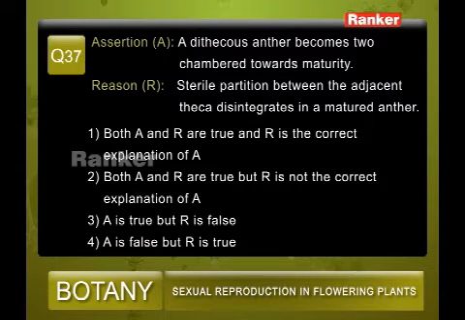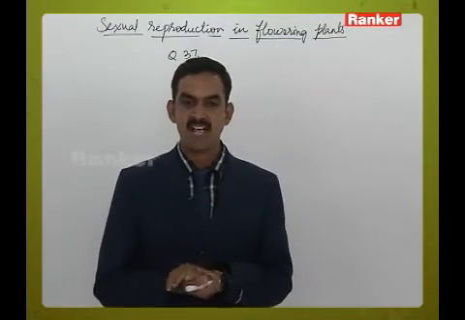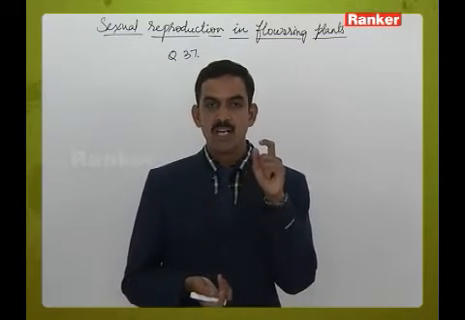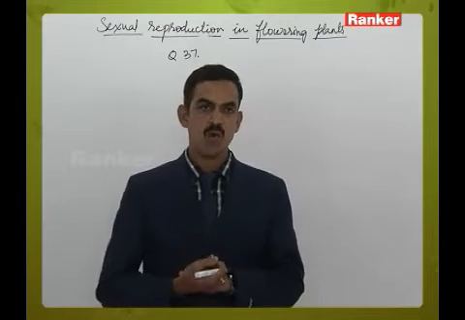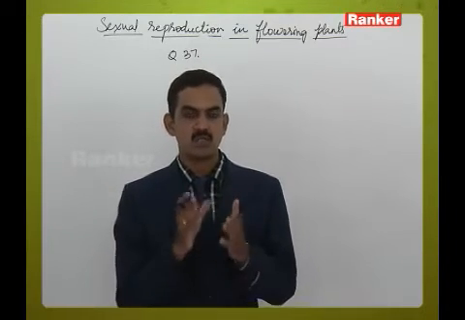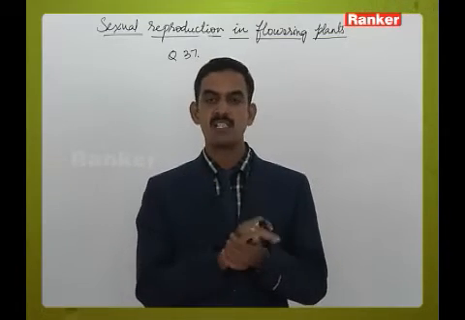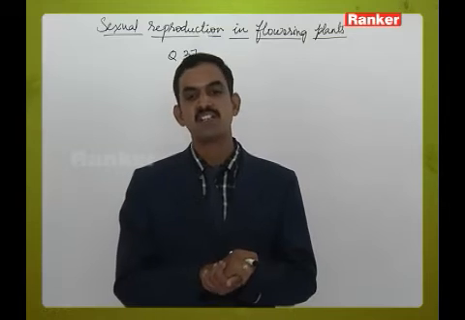Reason: sterile partition between the adjacent theca disintegrates in a matured anther. Let's come to that first point. Here, in ditheca, anthers will become two chambers at maturity. We know that thin-walled, large-sized cells called stomium cells are present between the pollen chambers. When those stomium cells disintegrate, the pollen grains are liberated, but before that process, whatever wall layers are present between the pollen sacs will be disintegrated.